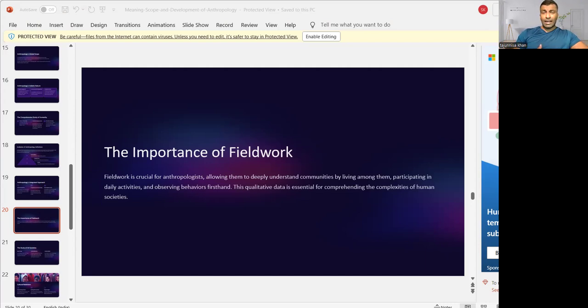So this method allows anthropologists to gain a deep first-hand experience and understanding of the culture, language, and social structure of the community. Fieldwork provides qualitative data that is essential for understanding the complexities of human societies. And this makes it one of the most important tools in anthropological research. So now the next slide is about the study of all societies.